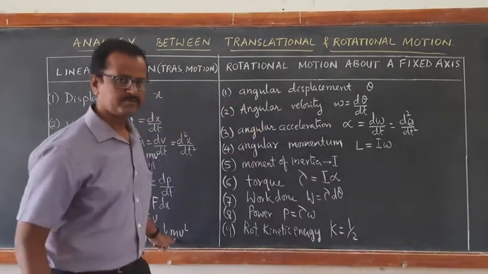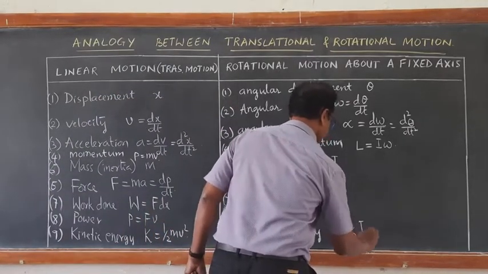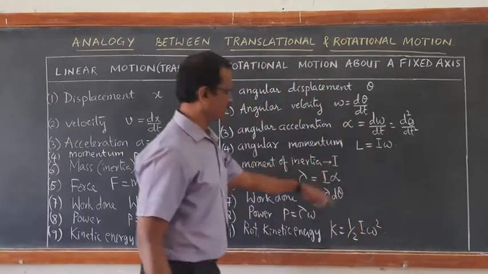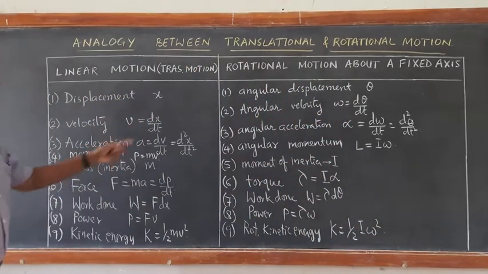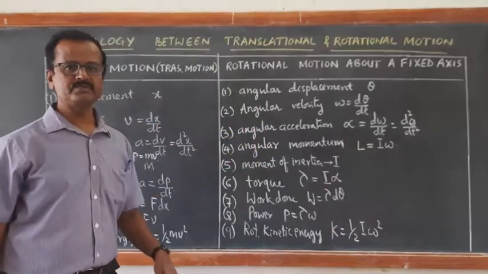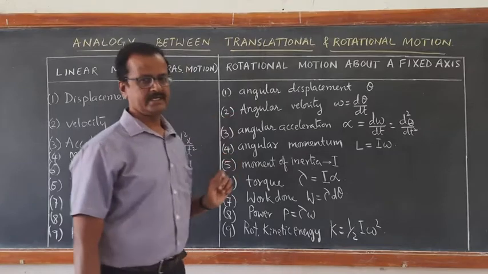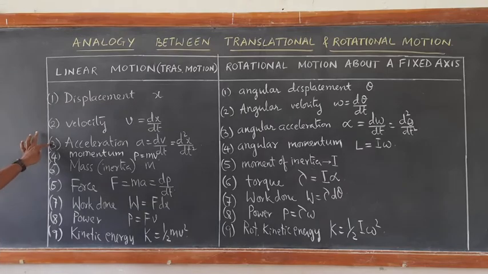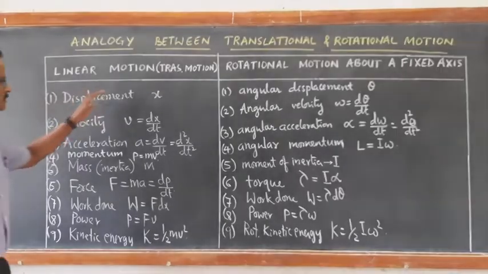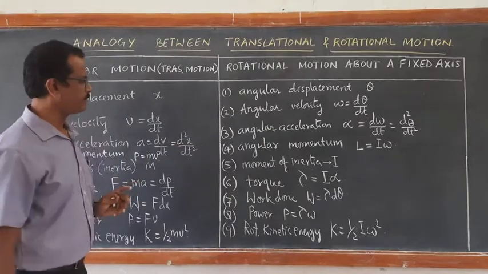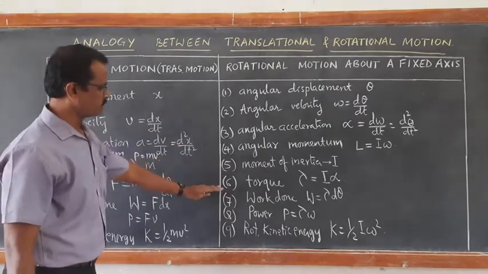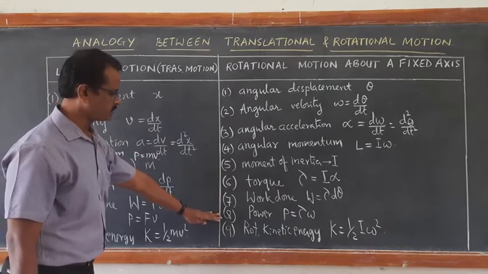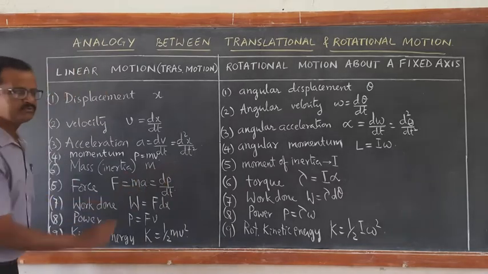Half m is to be replaced by moment of inertia, and v square is to be replaced by omega square. So if you remember these equations, very easily you can write the equations for rotational motion about a fixed axis. Until 1, 2, 3, you are learning all these concepts in the kinematics part. Fourth onwards, moment of inertia, angular momentum, torque, work, rotational kinetic energy, power, these are parts of dynamics.